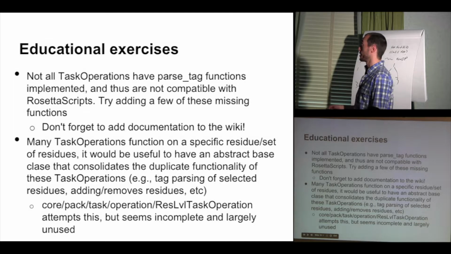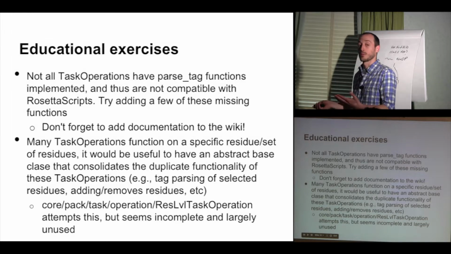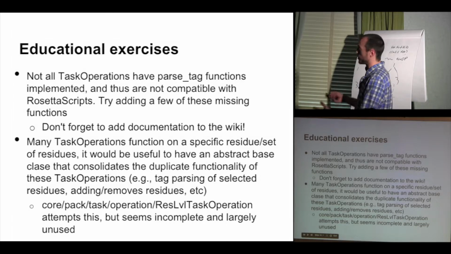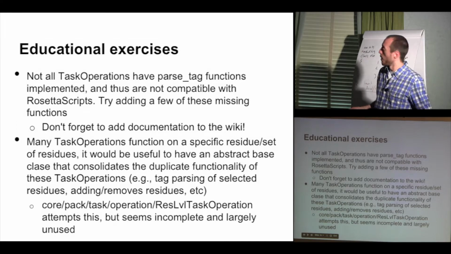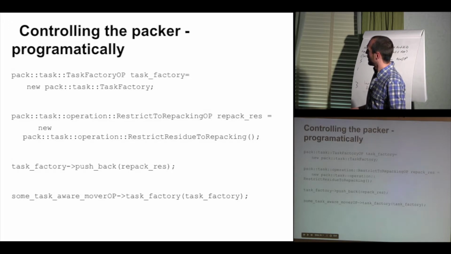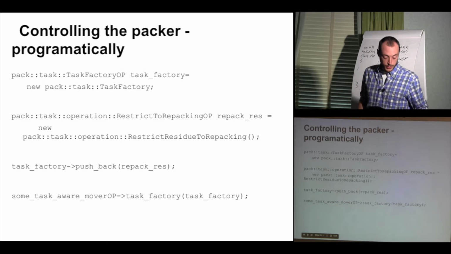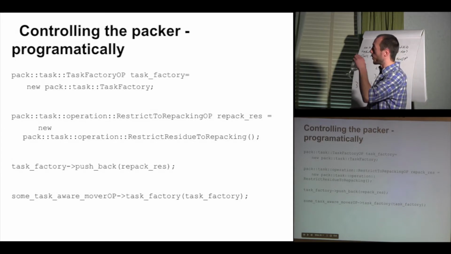There's a lot of task operations that function on a specific residue or a set of residues. So for example, restrict residue to repacking, and it might be useful to have some abstraction that consolidates some of this duplicate functionality, because many task operations that do this kind of do it differently, and there's a lot of code duplication there. So yeah, those are just some possible things you could explore. All right, and so now let's go into some actual code about how you do control the packer.